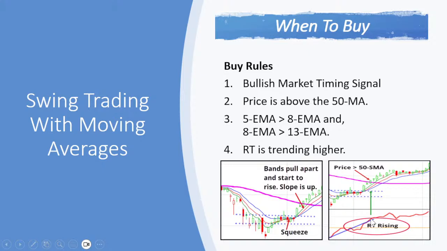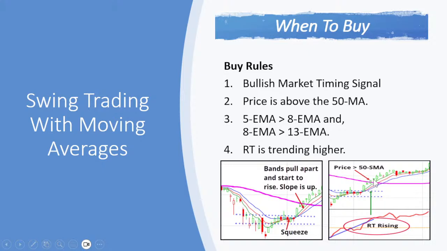We want the relative timing indicator, remember, to be higher than it was 3 days ago. This is telling us that momentum is building. Not only in this case is RT above 1, but it's moving higher over the last 3 days. That's our buy signal. Now, the buy signal isn't just as price crosses above the 50 and when we recognize the fanning action. It's the following day on confirmation.